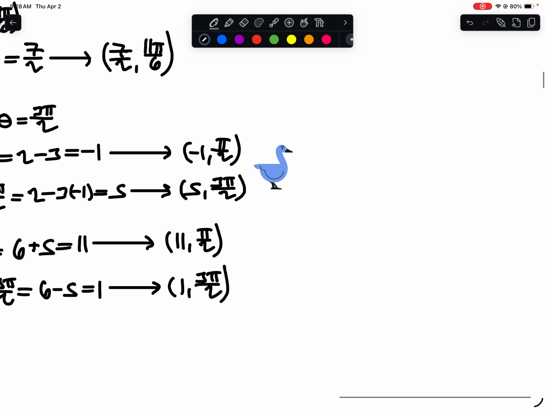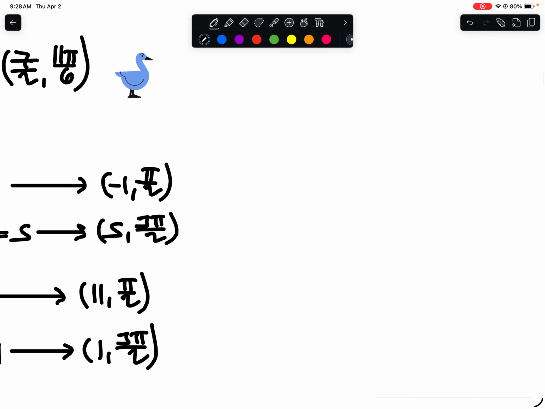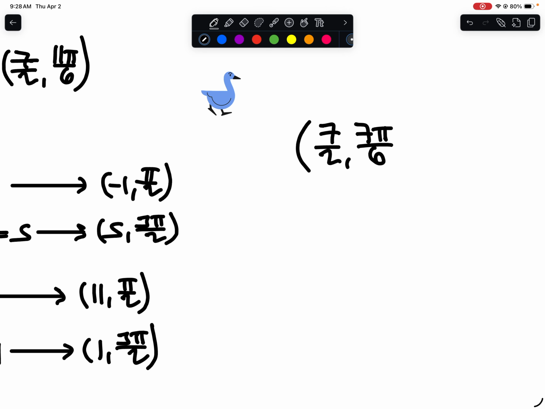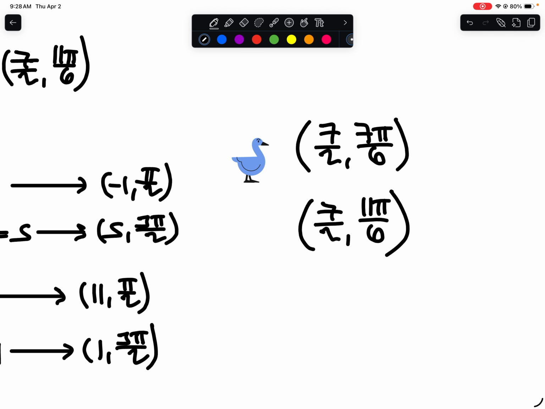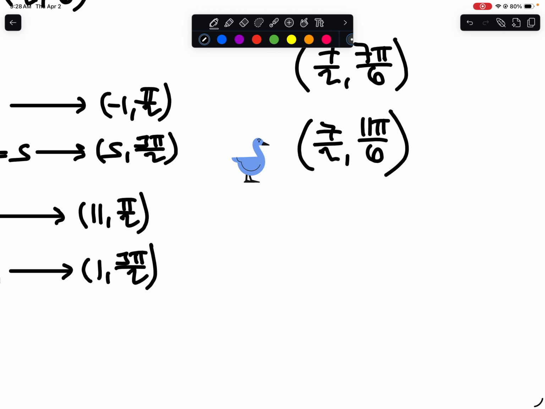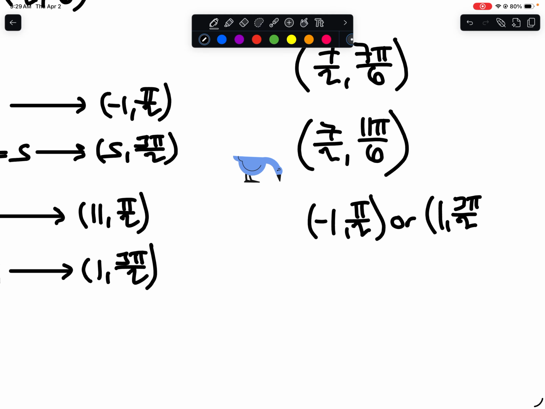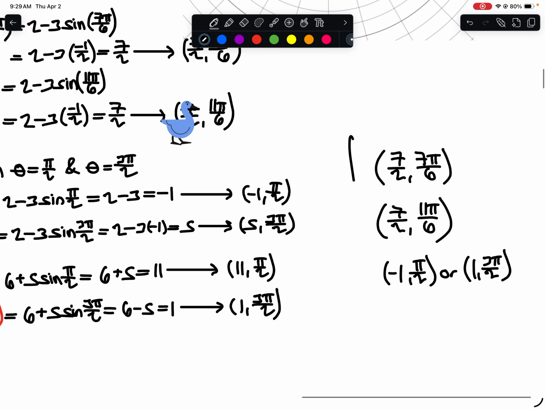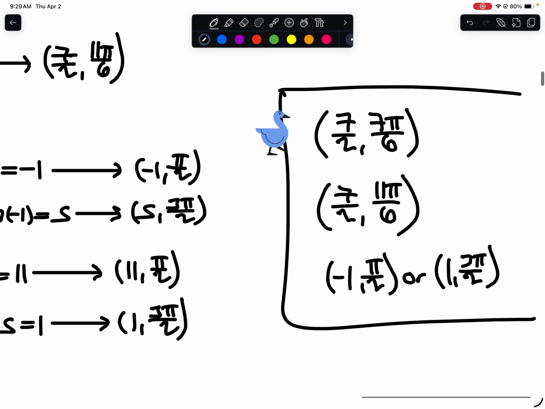So your 3 points of intersection. We're looking at 7 halves in the direction of 7 pi over 6. We're also looking at 7 halves in the direction of 11 pi over 6. And then we're also going to have the point negative 1 comma pi over 2, or you could write 1 in the direction 3 pi over 2. I would accept either one of those points. You only need to write the 3 points. If you want to write all 4 of those points, that's fine.